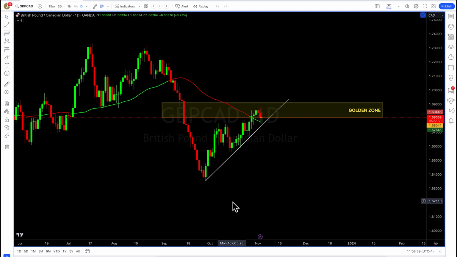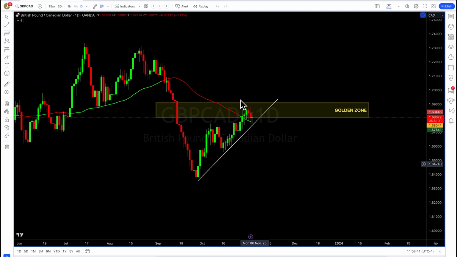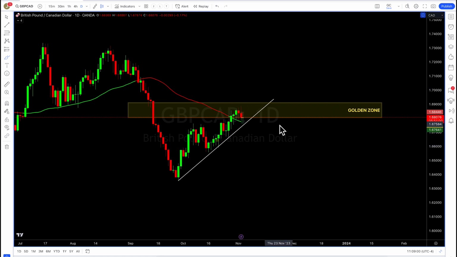Okay. And I'm looking, and I know price is above the 50 moving average right here. But price is also at the golden zone too. And I'm looking for, I don't know if it's going to break the trend line. You know, I'm not sure. That's another piece that I'm waiting for.